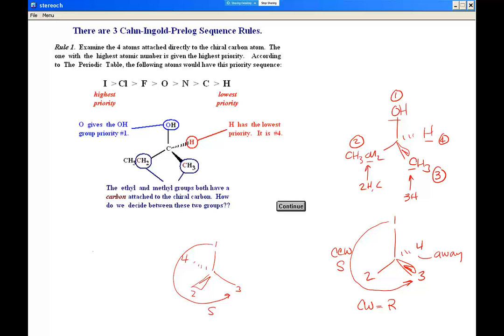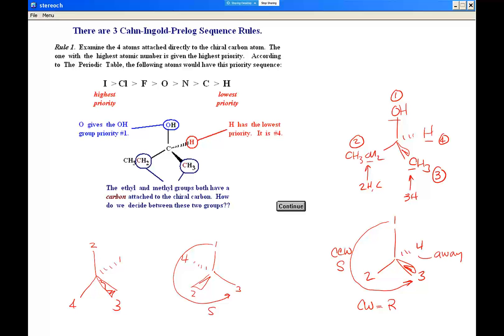So let's say I had that one. I assign my priorities, because again, it's about numbers. Once you get 1, 2, 3, and 4 assigned, then it's just simply orienting number 4 away from me. So if I had this structure, I have to physically move 4 to the dashed wedge.